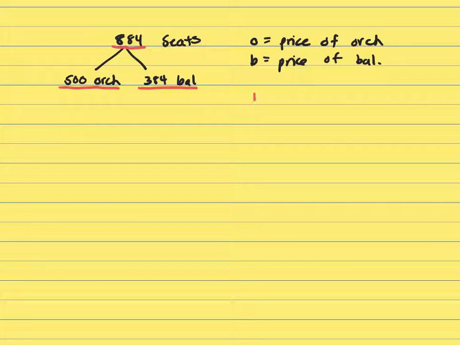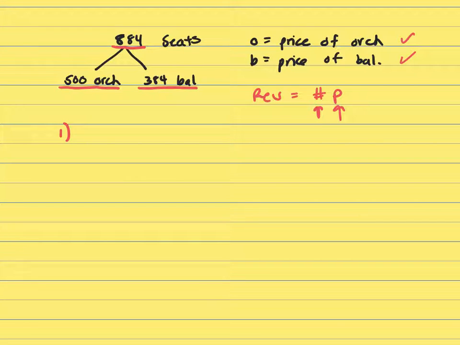And to find revenue, you always take the number, in this case, number of tickets sold times the price of each ticket. And that will give you the total revenue. So I need to know the number of tickets sold and the price of each ticket. So I'm going to let O, the letter O, be the price of an orchestra ticket, and B be the price of a balcony ticket.